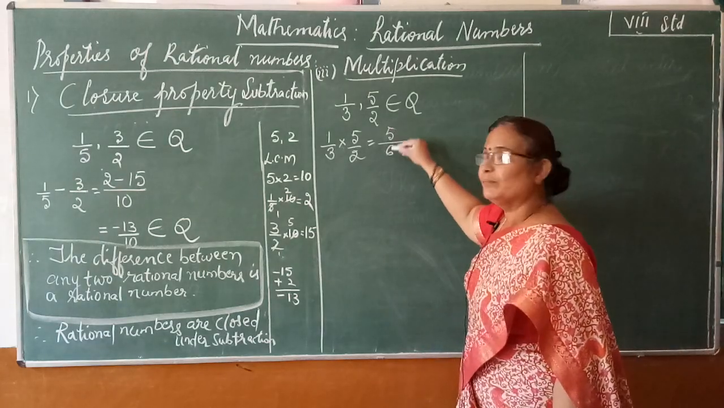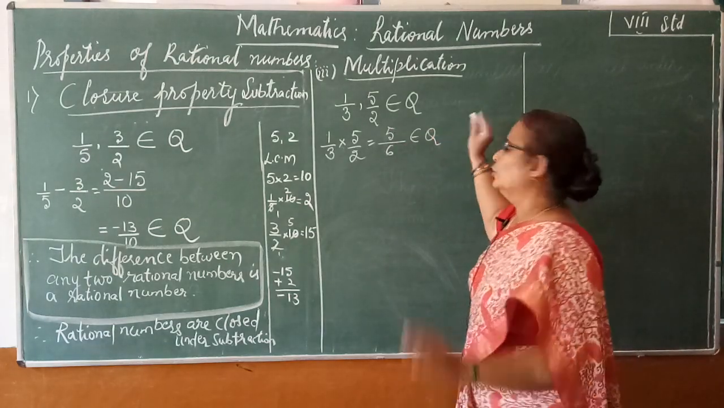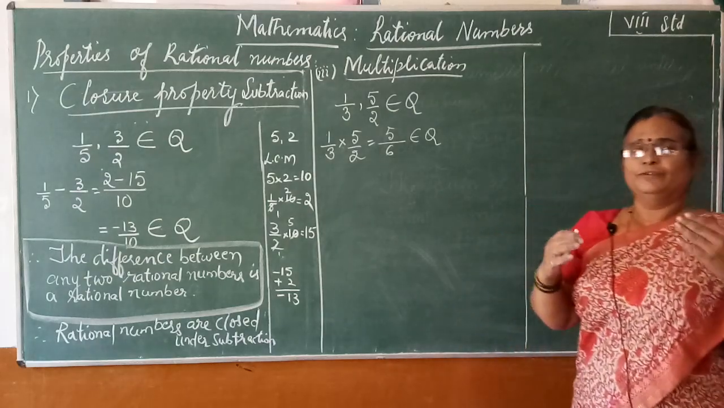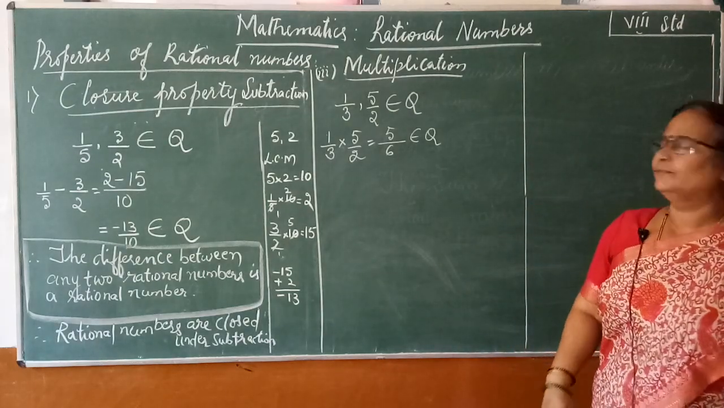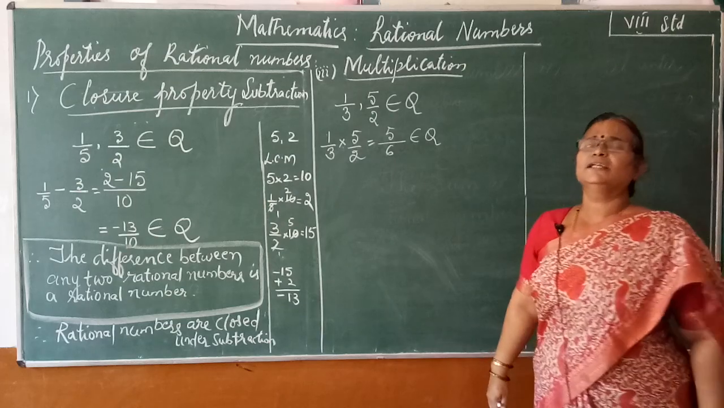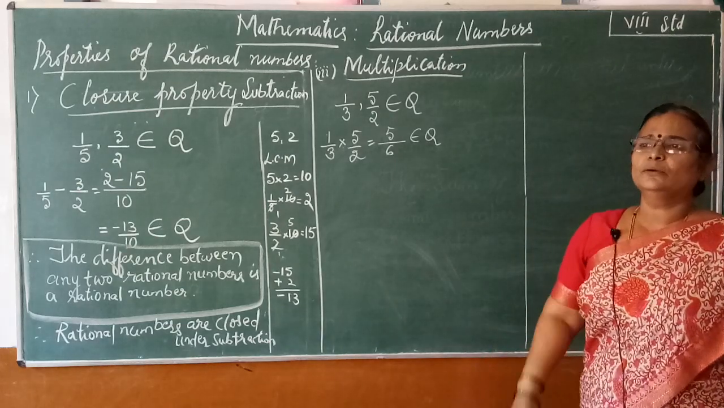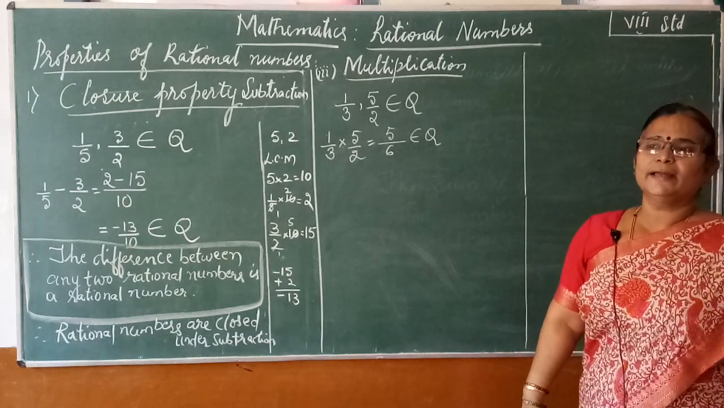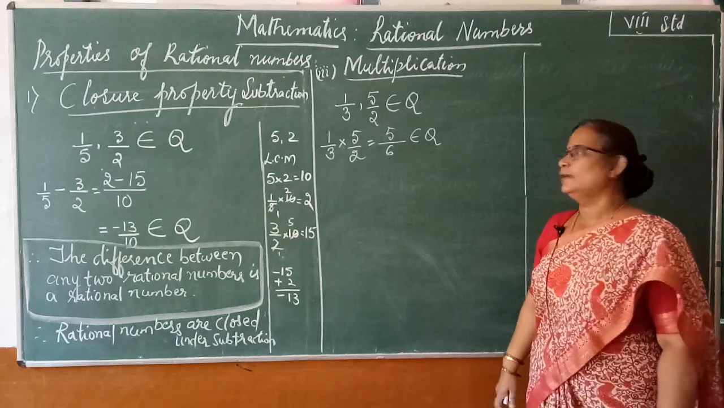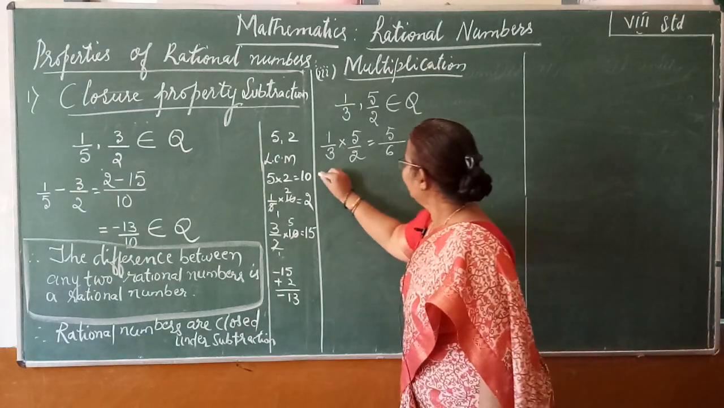It is in the form of p by q, so it belongs to Q. You can verify this for any number of rational numbers, but we can conclude finally, any two rational number, product of any two rational number is always a rational number.